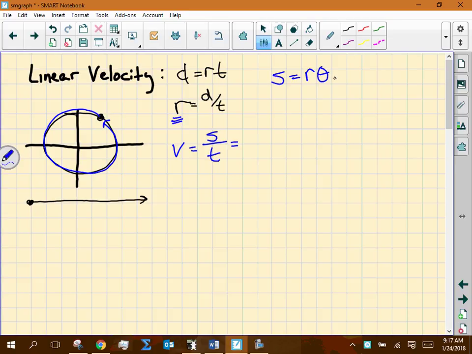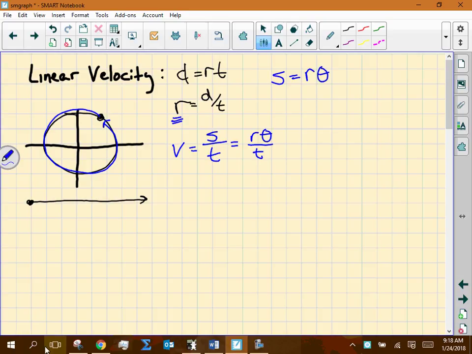Okay, where theta is in radians. So we have the ability to write our linear velocity as either S divided by T, or r theta divided by T. Is that okay with everyone? Okay.